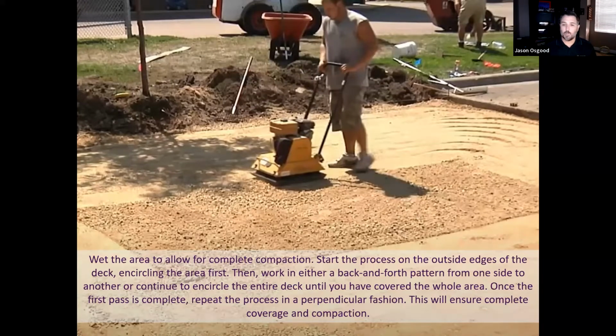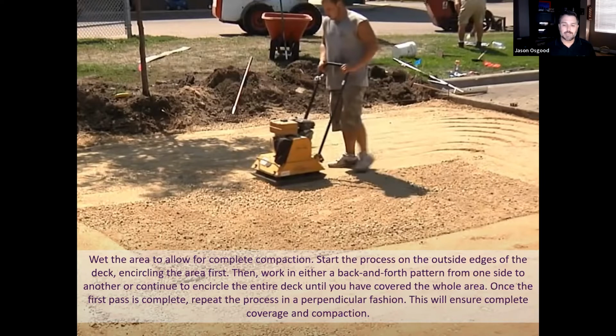First thing you're going to do is wet the area down. You're going to start on the outside edges, and you're going to run that compactor encircling the area first twice. Once you do that, you either work in a back and forth motion from side to side, or you can continue to encircle the entire area, making sure that you've covered the entire deck.